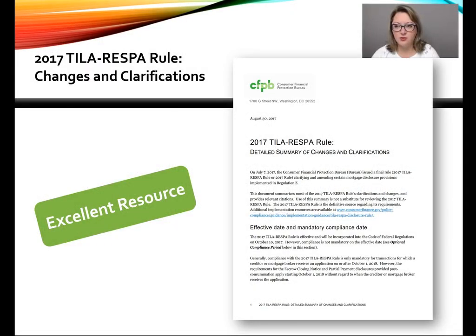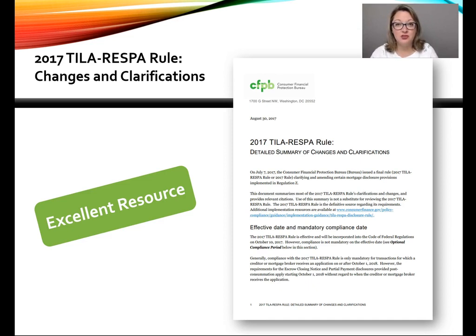So all of the updates that we're going to discuss are issued in this 2017 TILA-RESPA rule detailed summary of changes and clarifications. Now what may be a little bit confusing is that the date is showing as 2017. In fact, all of these changes and clarifications were released by the CFPB in August of 2017. And between then and now, lenders have had the choice to voluntarily put these things in place. However, these are now becoming mandatory as of October 1st, 2018. So don't get confused by the dates. That's why this shows 2017, but this is the most updated guide.